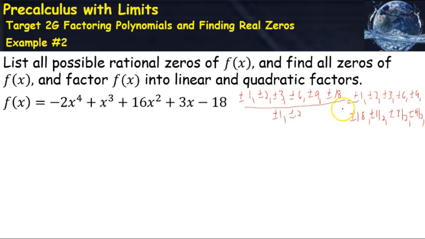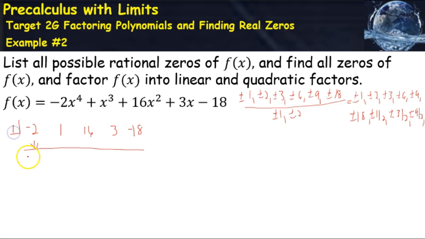So these are my possible zeros. And that gives us a lot to check. But again, I'm going to start small, and hopefully we'll get lucky. Okay, so do I need any placeholders? I have x to the 4, 3, 2, 1, and none. So it looks like negative 2, 1, 16, 3, and negative 18.